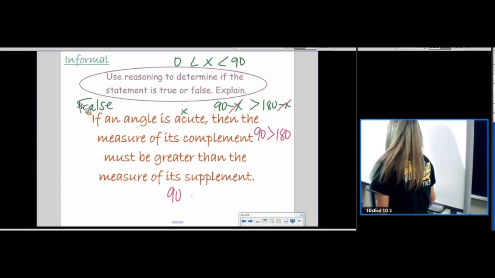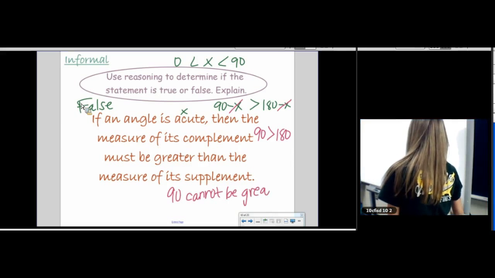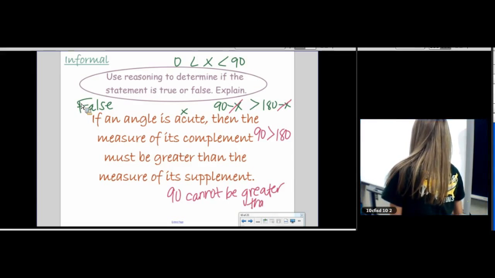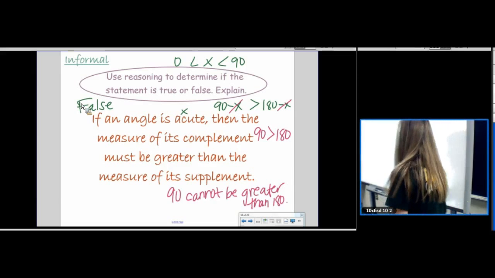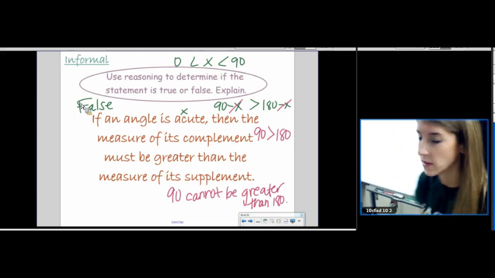90 cannot be greater than 180. So we showed it algebraically, and we explained it with a sentence. That's informal.